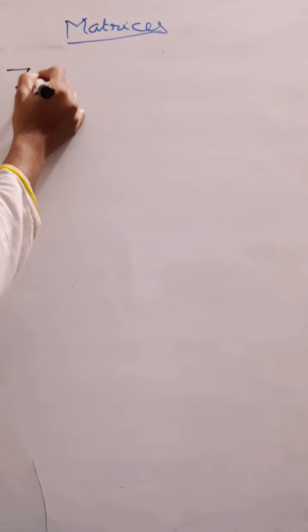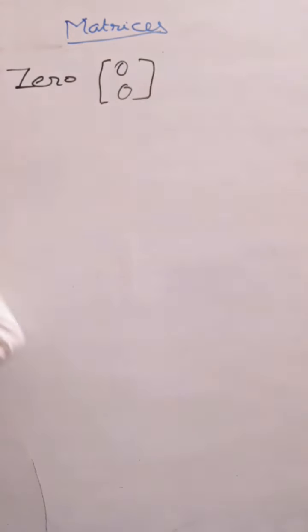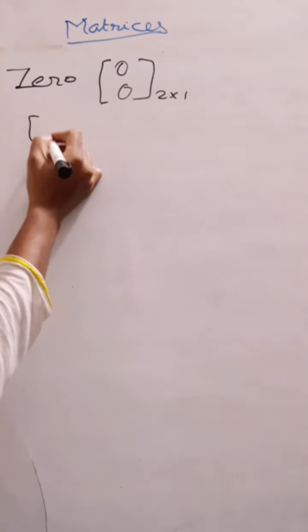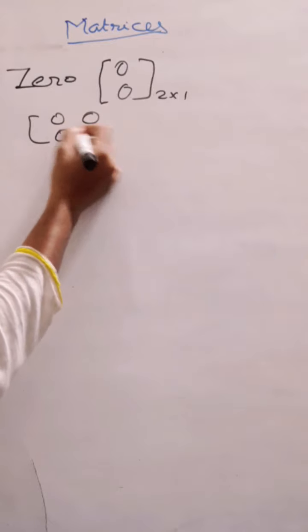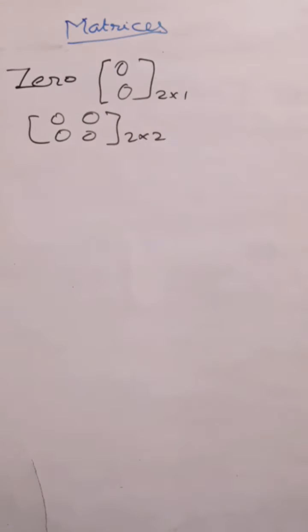Then we have the zero matrix. In a zero matrix all the elements will be 0. Now here I am taking a matrix of order 2 into 1. I can take a square matrix of 0. Here this is also a 0 matrix of 2 by 2 order.